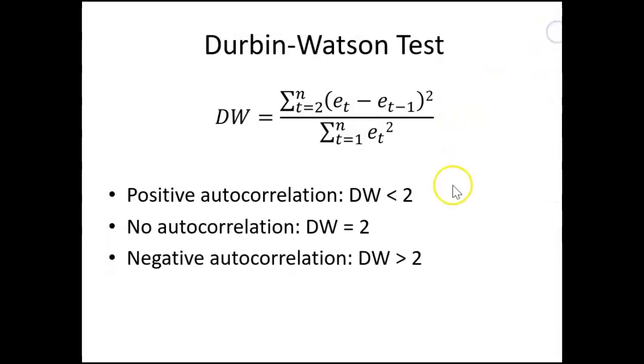So if that Durbin-Watson statistic is less than 2, then that indicates we have positive autocorrelation. If it's equal to 2, we have no autocorrelation. If it's greater than 2, then we have negative autocorrelation.